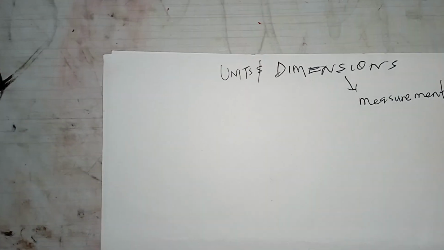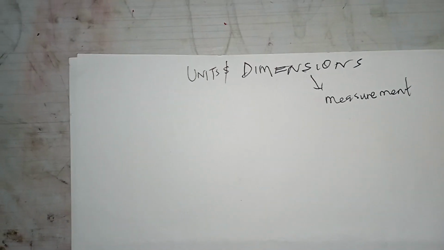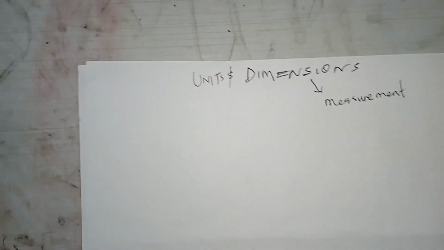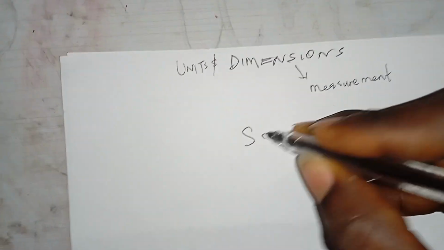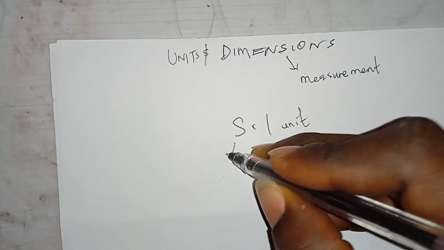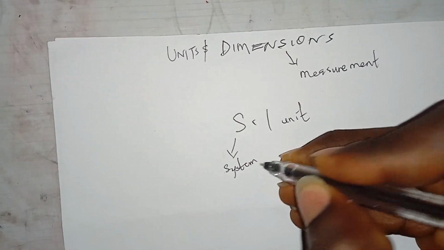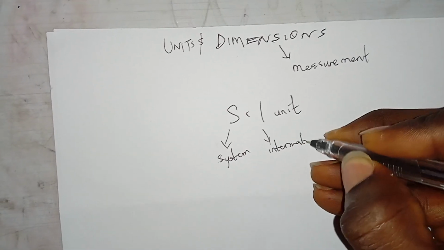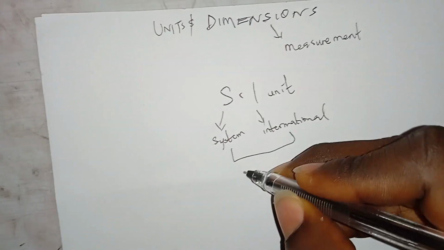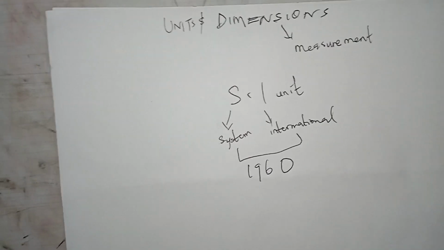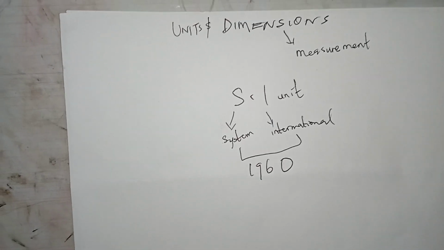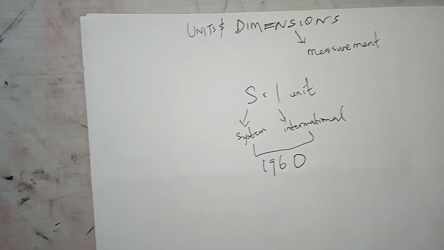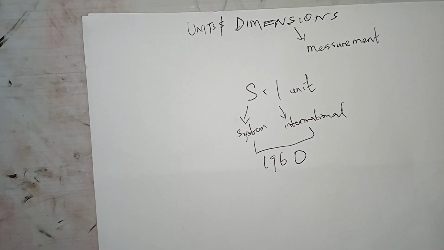So dimension in physics is being rated with what we call the SI units. So that's what we make use of. SI units simply means System International units. This unit was agreed in the year 1960. So they had a conference of weights and measures.